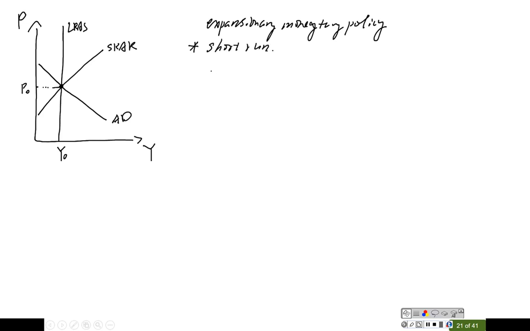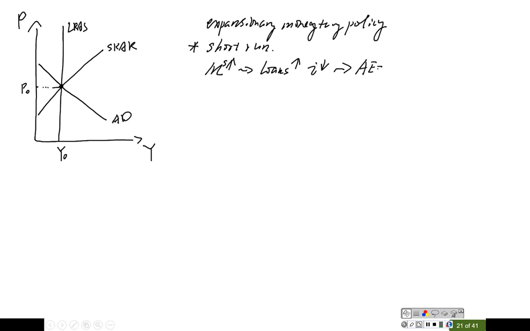In the short run, we know expansionary monetary policy means the money supply increased. In this case, the Federal Reserve injects money into the system, so banks can lend out more loans to people. At the same time, the interest rate is pushed down.